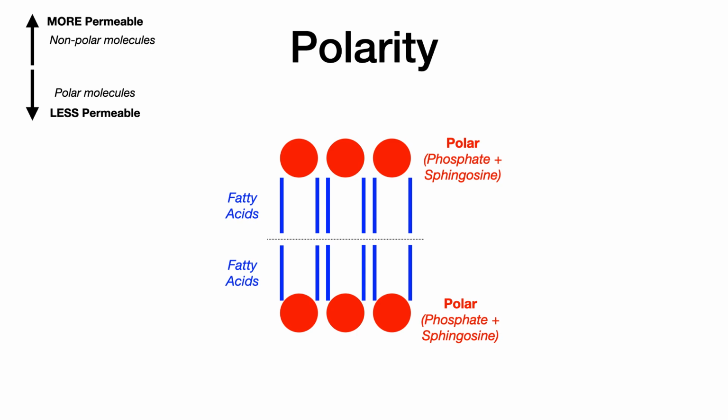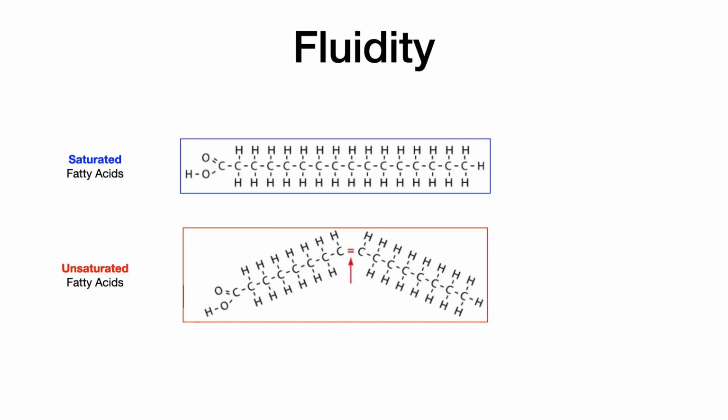The interior, being composed of fatty acids, helps explain why the interior of the plasma membrane is hydrophobic, because it's not composed of a negatively charged polar molecule such as phosphate or sphingosine. It is composed of fatty acids. Now, the fact that it's composed of fatty acids can help us understand membrane fluidity. So fatty acids can be either saturated, as you see up top here shown in blue, or unsaturated, as you see on the bottom shown in red.